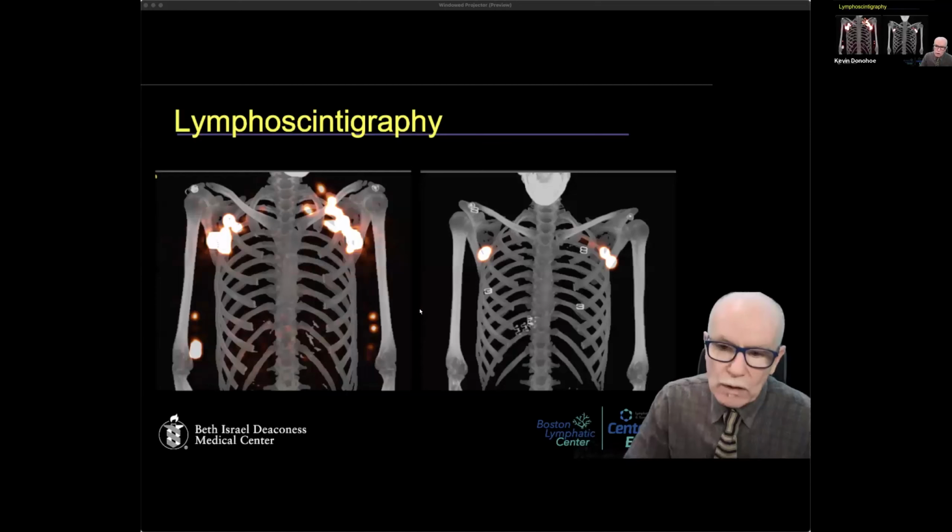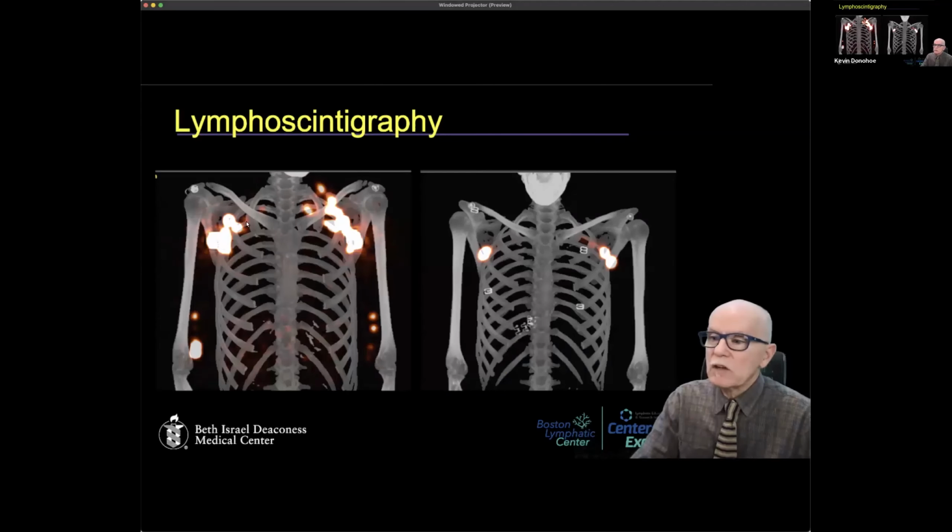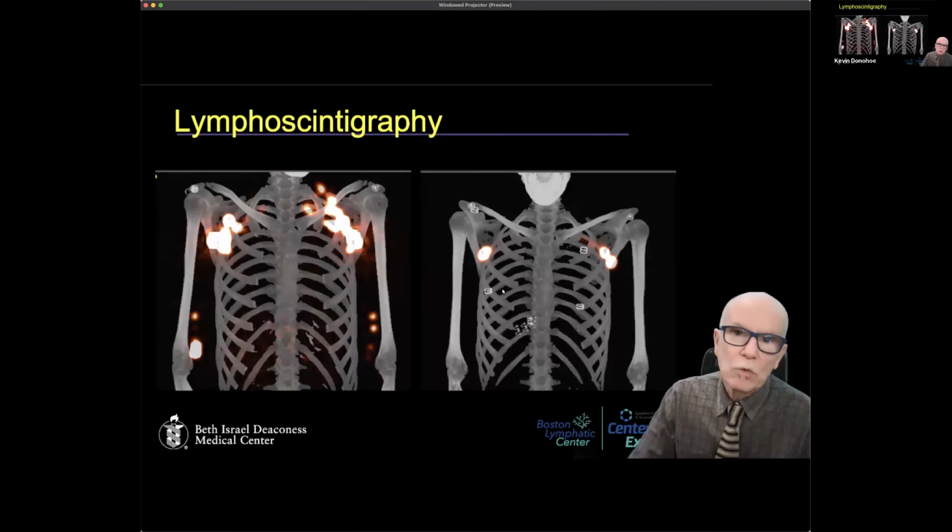And when looking at our normal subjects, some patients have lots of lymph nodes. These are lymph nodes superimposed over a skeleton. Some people just have a few lymph nodes. So there's huge amounts of variation in normal anatomy. And we're suspecting that that variation in normal anatomy may have something to do with who gets lymphedema after axillary node dissection and who doesn't get it.